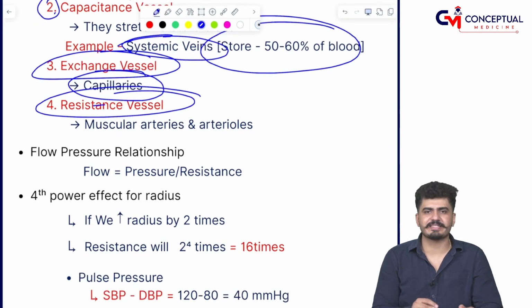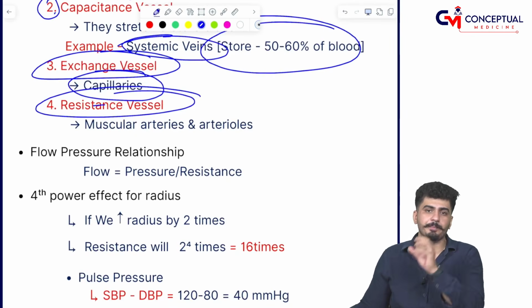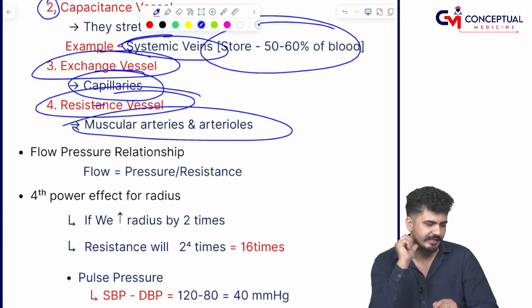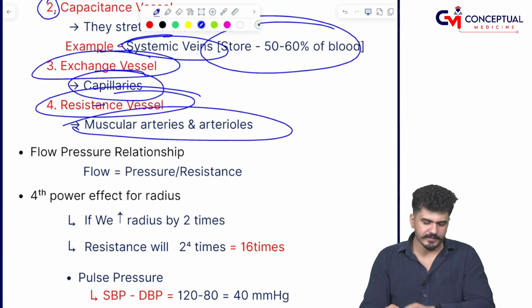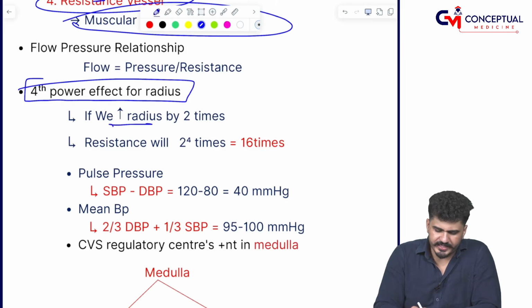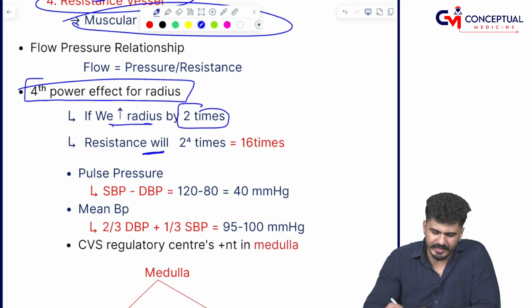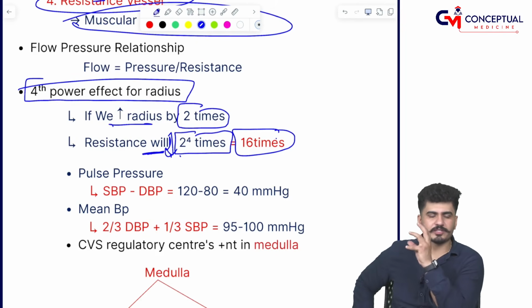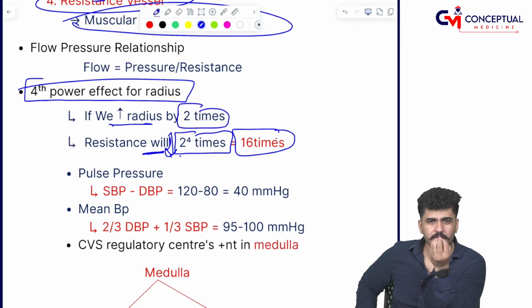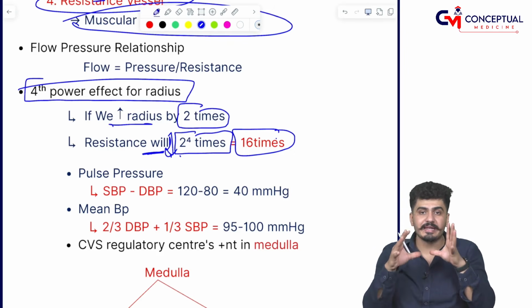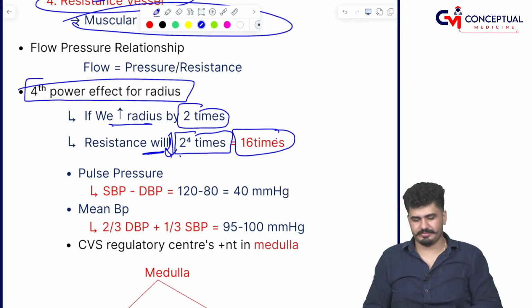Now resistance vessels, which are deciding the BP, hypertension, those are the muscular arteries and the arterioles, my dear friends. So what is the fourth power effect? Very important. If we increase the radius by 2 times, the resistance will decrease by 16 times. This question was asked in the exam: if you double the radius, how much does the resistance decrease? This will be 16 times reduced in the resistance.